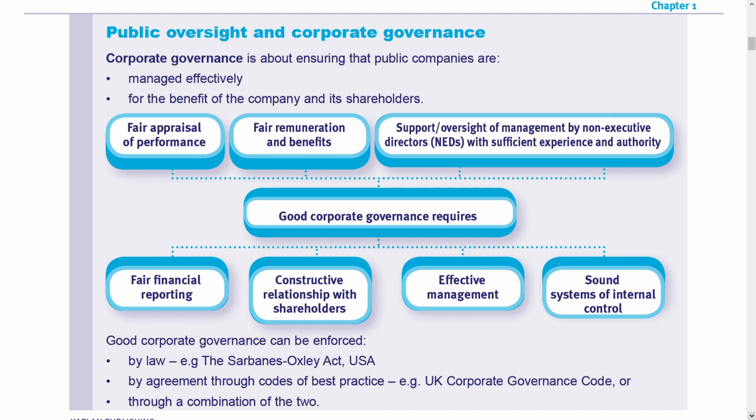Good corporate governance can be enforced in two ways. One is by law. If it's by law, everyone has to follow that. For example, in the USA we have the Sarbanes-Oxley Act. Or it could be agreement, through codes of best practice. For example, in the UK we have the UK Corporate Governance Code. Or you can use a combination of both the law and the codes of best practice.